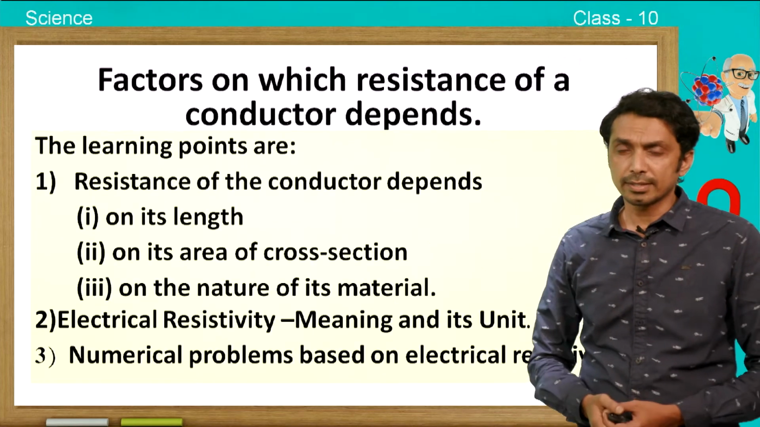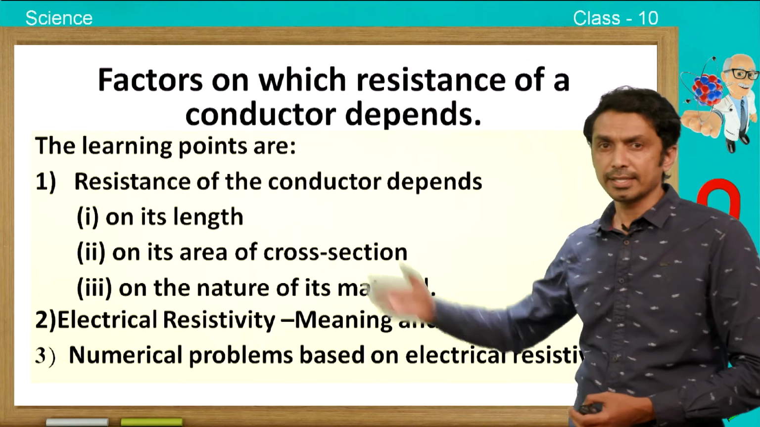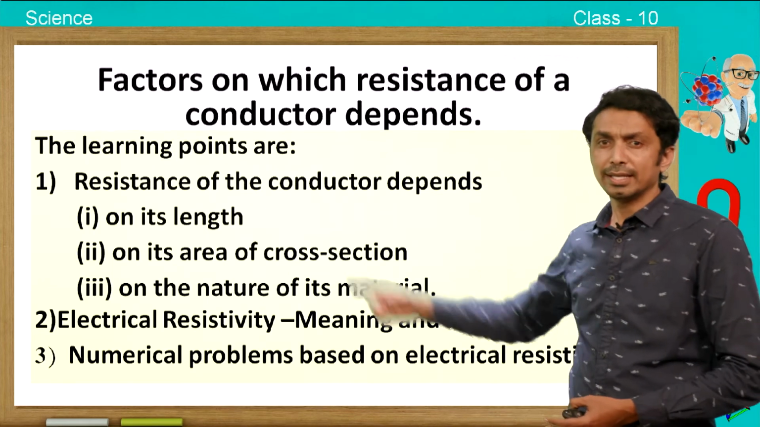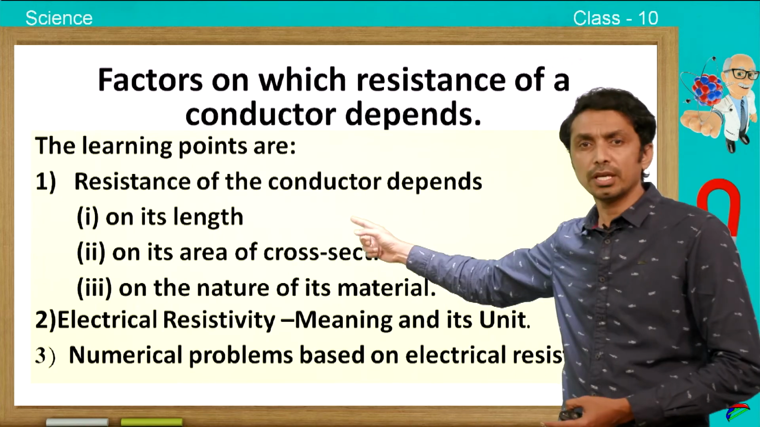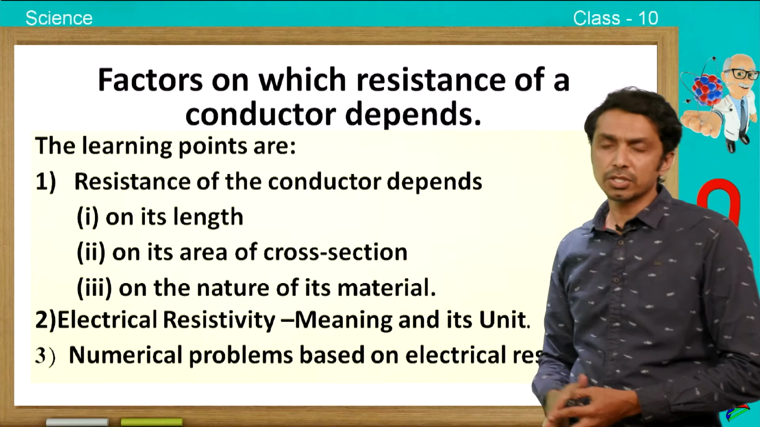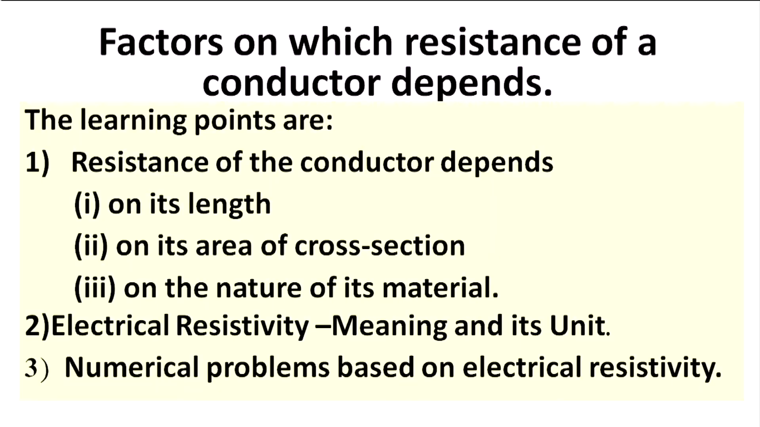In today's class, which are the learning points? Yes, here the resistance of the conductor depends on the length of the conductor, area of cross section of the conductor, and the nature of the material of the conductor. Second learning point, electrical resistivity, meaning and its unit. Third learning point, numerical problems based on electrical resistivity.